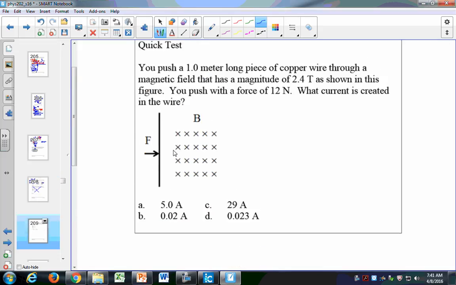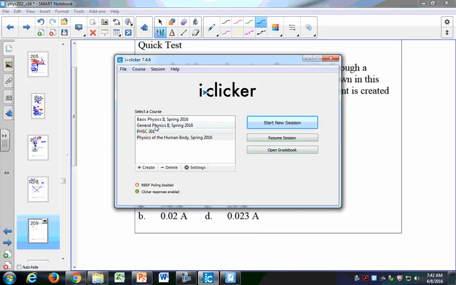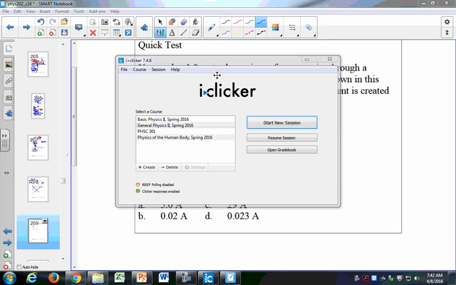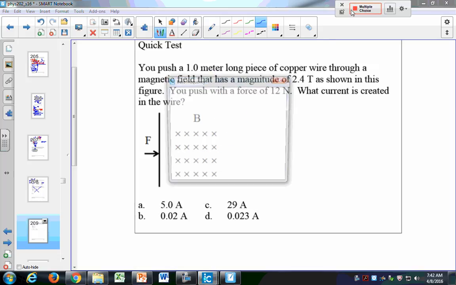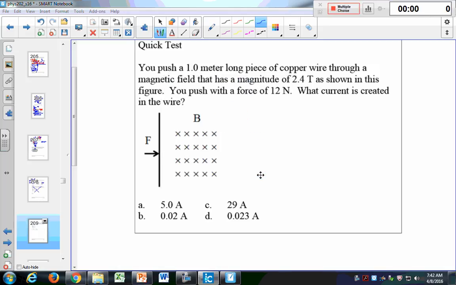You push a 1 meter long piece of copper wire through a magnetic field that has a magnitude of 2.4 Tesla. You push with a force of 12 newtons. What current is created in the wire? Put in your answer.